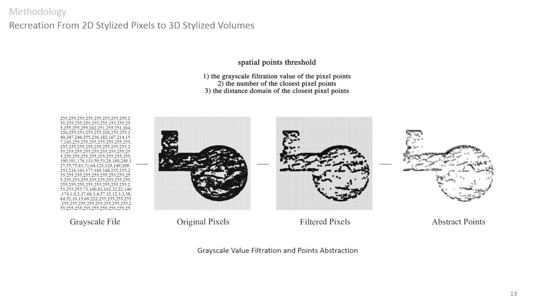After getting all the spatial pixels, the user can adjust the filtration degree by setting a certain value within the grayscale domain. The pixel values that are smaller than the setting are retained, while those that are larger are abandoned, and finally all the abstracted points are obtained.